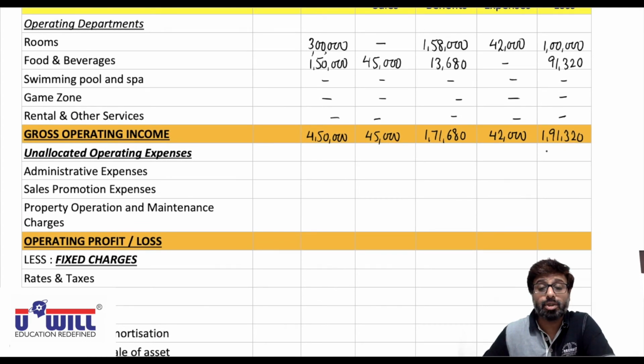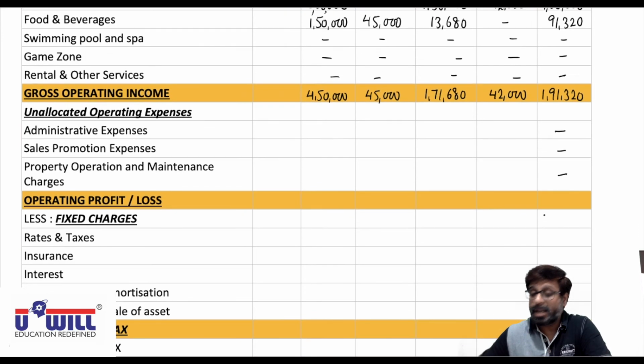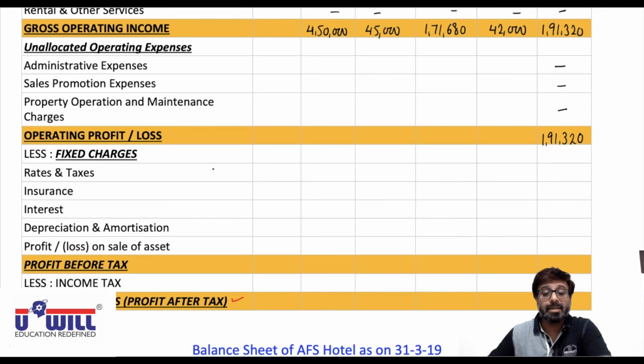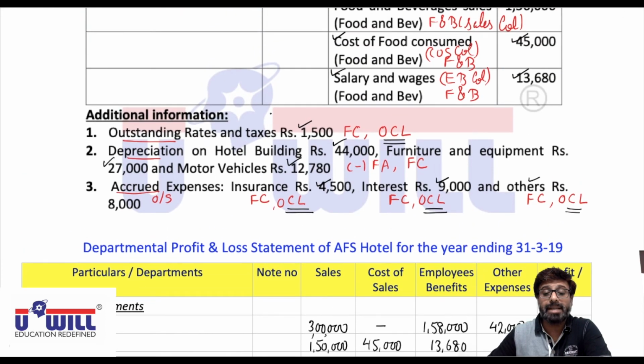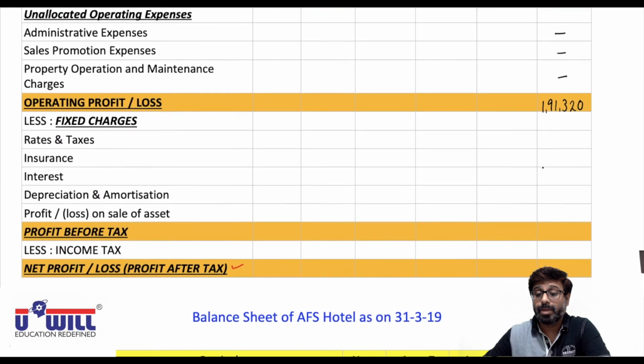Okay. Now, unallocated operating expense. Here onwards, the last column will represent total. We don't have administrative, we don't have sales promotion, we don't have property operation and maintenance. And so 1,91,320 minus these all, same 1,91,320 itself becomes the operating profit or loss. Now fixed charges, rates and taxes. Adjustment 1, we have marked it as 1,500 rates and taxes.